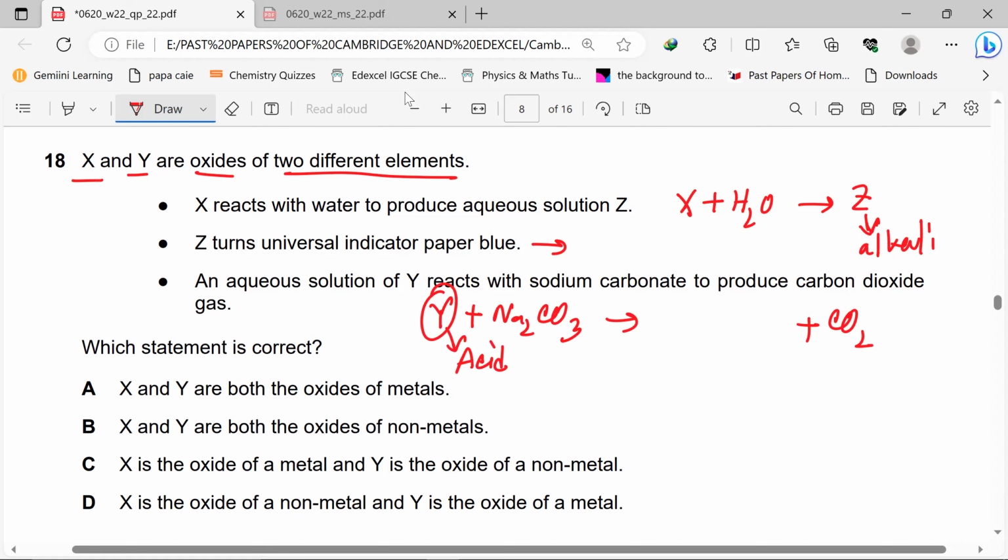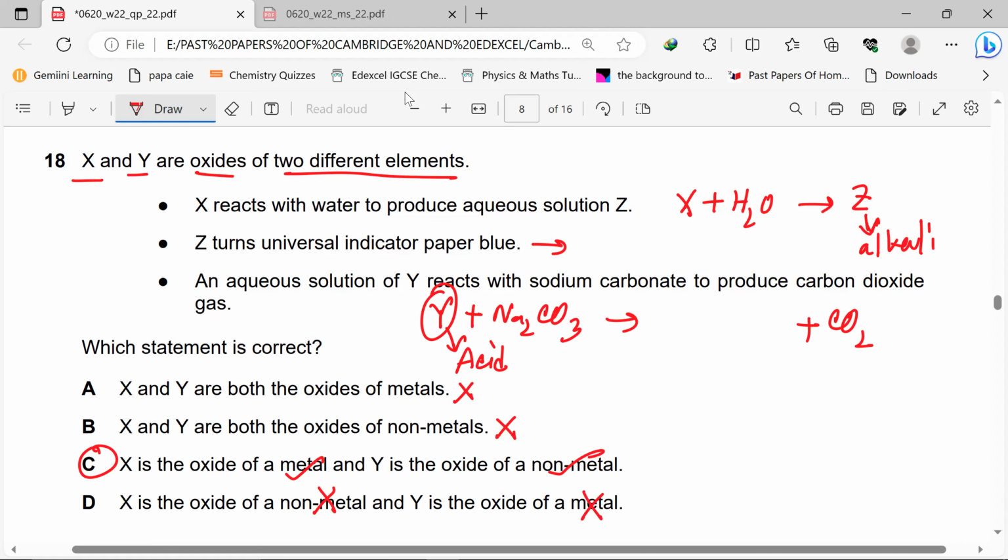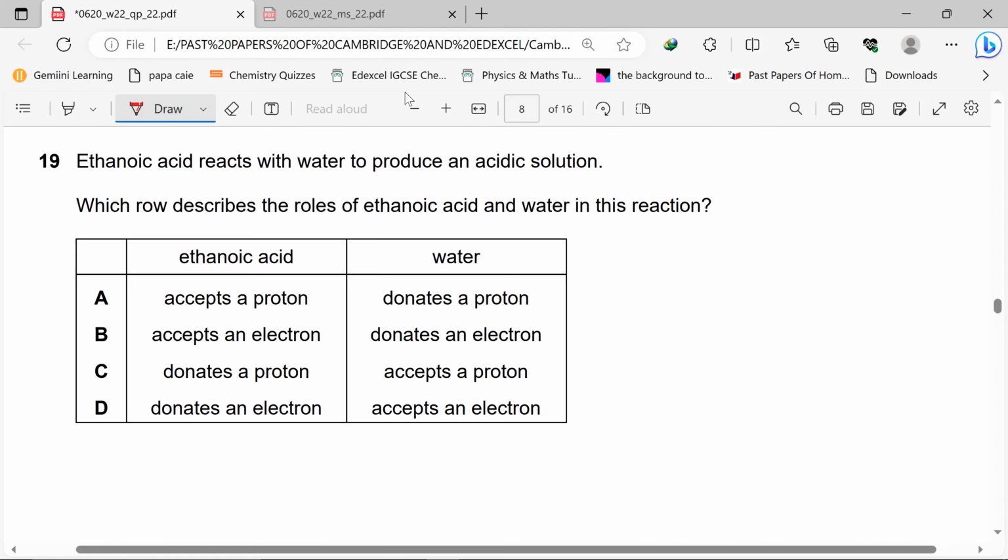Which statement is correct? X and Y are both the oxides of metal. We know acids are non-metal oxides and alkalis are metal oxides, so this should not be correct. X and Y are both the oxides of non-metals. This is not correct as well. X is the oxide of metal. That's true. Y is the oxide of a non-metal. This is also true. C is the only correct answer. X is the oxide of a non-metal. This is not true because alkali cannot form from non-metal oxides. And Y is the oxide of metal. This is just the opposite of the correct answer. Number 18, C is the only correct.